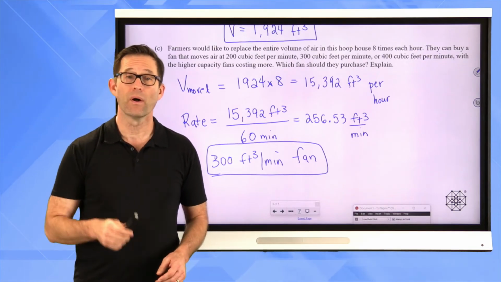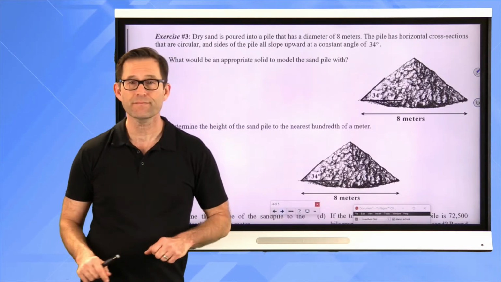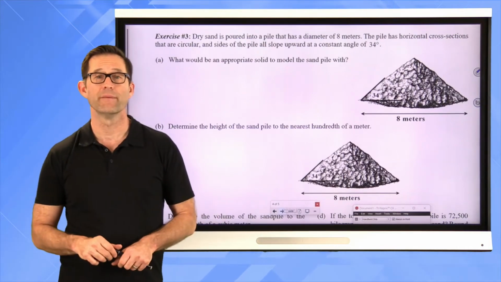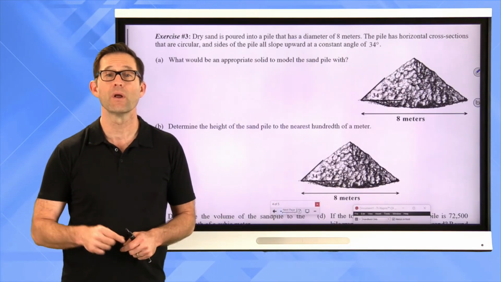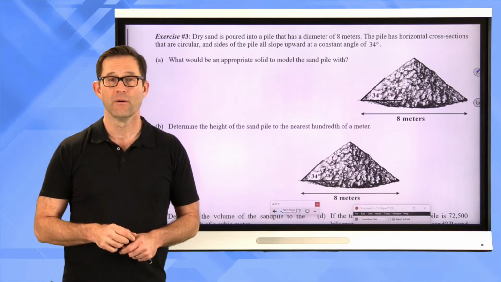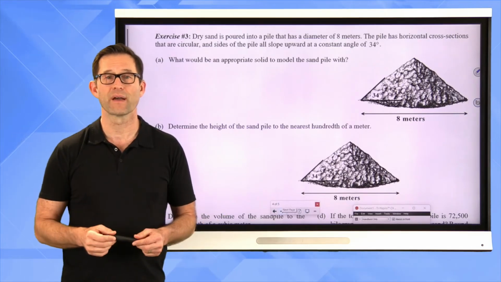Let's take a look at one last problem. All right, exercise number 3. Dry sand is poured into a pile that has a diameter of 8 meters. The pile has horizontal cross sections that are circular, and sides of the pile all slope upward at a constant angle of 34 degrees. Letter A, what would be an appropriate solid to model the sand pile with? As always, we start with this question: what solid should I be using? Pause the video now and go ahead and answer that question.